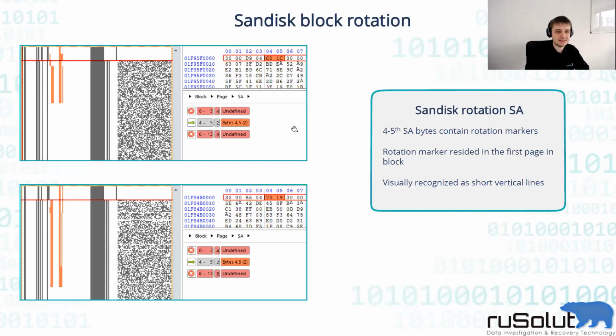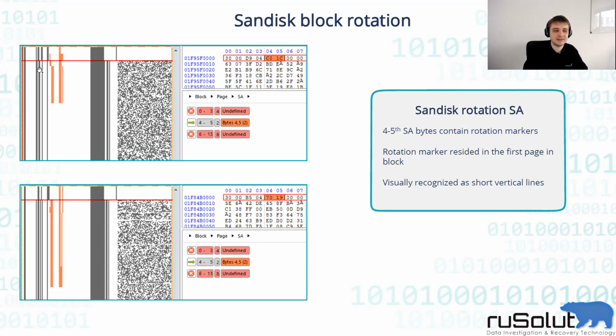As for Sandisk, there are no headers for these controllers. They use only rotation markers, but every Sandisk which uses rotation puts these rotation markers on the very first pages of the block with rotation. So we could determine it by the 4th and 5th byte of SA.